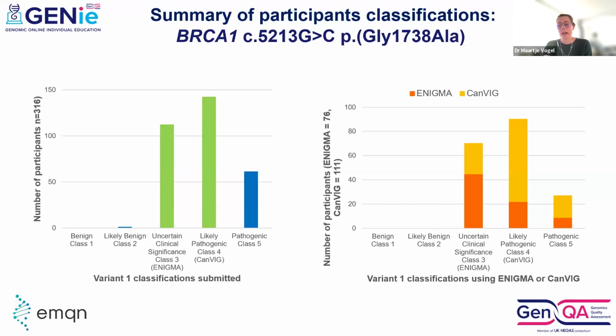So I personally think the results are somewhat disappointing, in the sense that what you can see here is that when people use the CanFIG guideline, which is the yellow part of the bar, they come to a classification of class 3 or class 4 or class 5, whereas it should be class 4 using this specific guideline. And also for the Enigma guideline, you should get to class 3, but as you can see here in the figure, people using the Enigma guideline also get to class 4 or even class 5. Next slide, please.